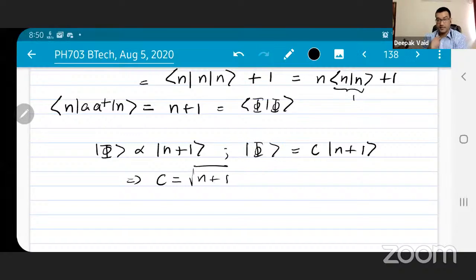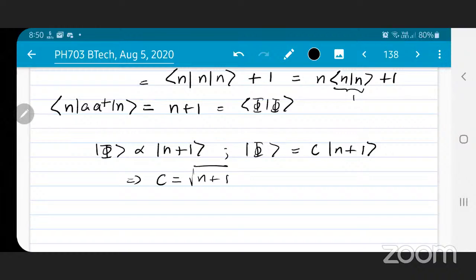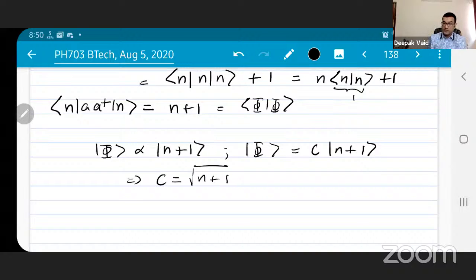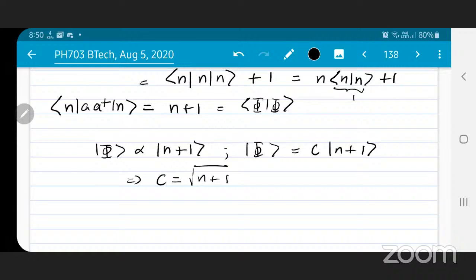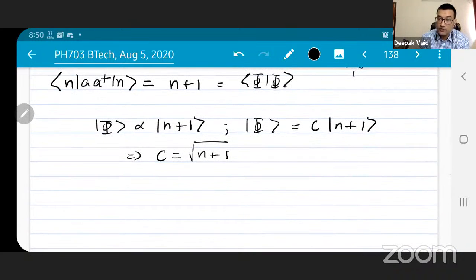So you are saying that there can be some complex phase. Is that what you're saying? Yes, sir. Sure. Throw in a complex phase if you like. It's not going to change anything. You can always throw in a complex phase, but in this case it won't affect anything, so we leave it out.